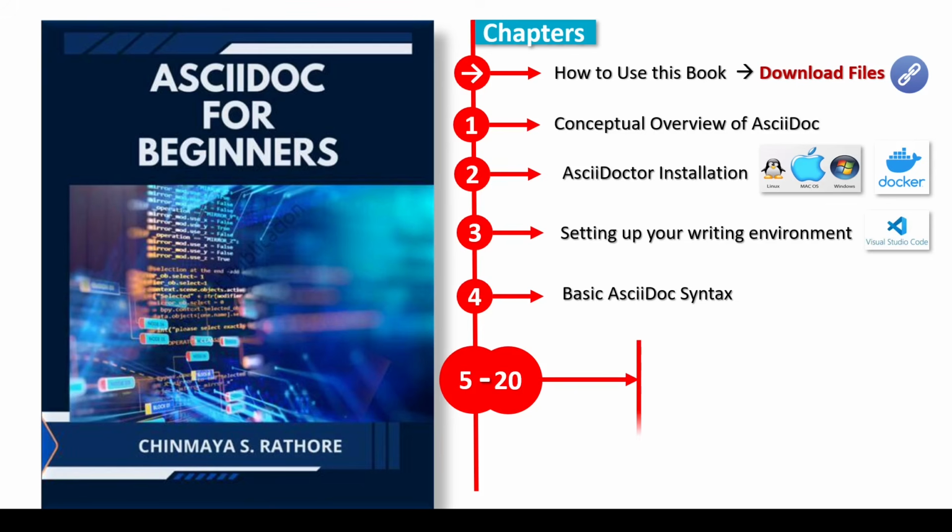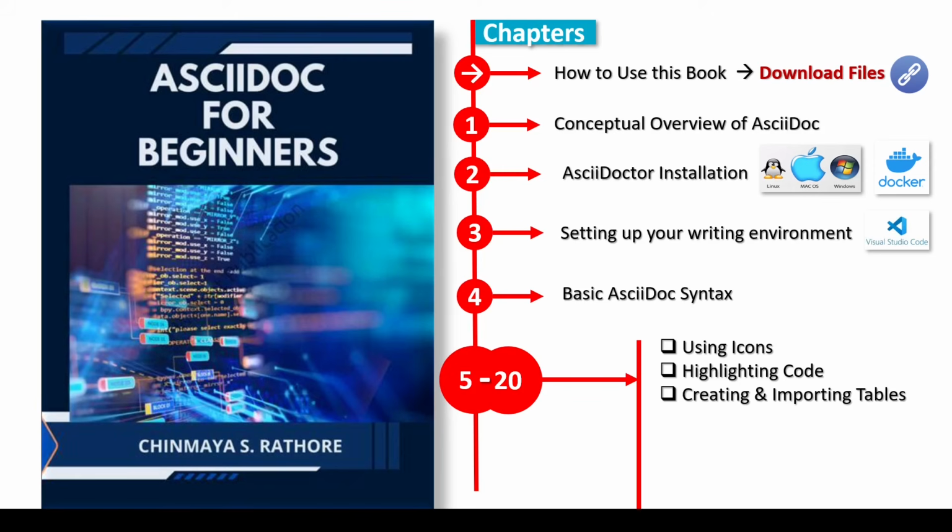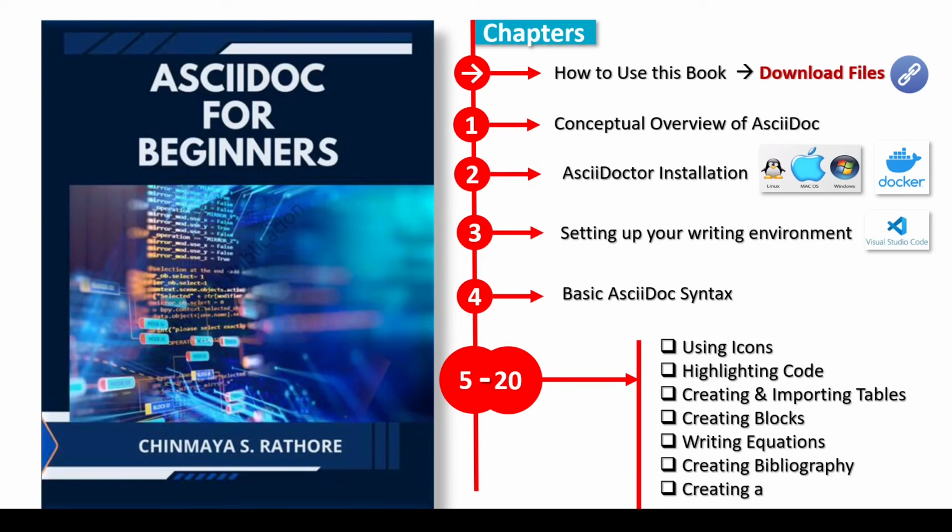And in chapters 5 to 20, we discuss a bunch of other things like using icons in your text, how to highlight code, how to create and import tables, how to create special blocks, how to write equations, how to cite references and create a bibliography, how to generate an index for a book, and a number of other interesting topics related to AsciiDoc document creation. So these are the book contents in a nutshell. The book doesn't assume any background and it should be easy to read for everyone.